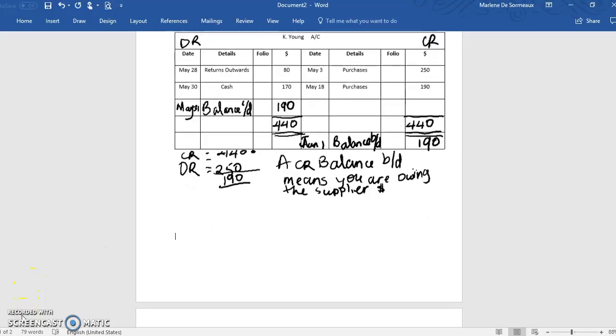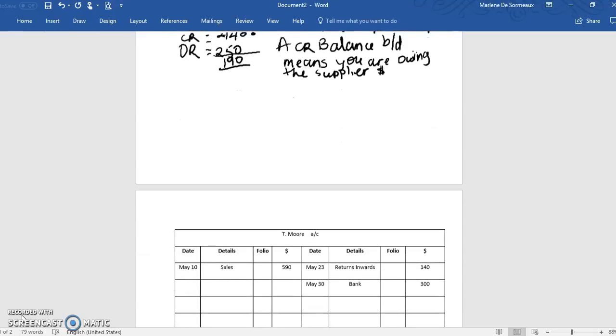Therefore, a balance brought down on the credit side simply means that you are owing that supplier. You purchase items on credit, you only paid off a part, and at the end of the month when you balance the account, you will be owing him that amount. So in this account, you will be still owing him at the end of May, the beginning of June, a balance of $190 for the purchases that you made previously in May.